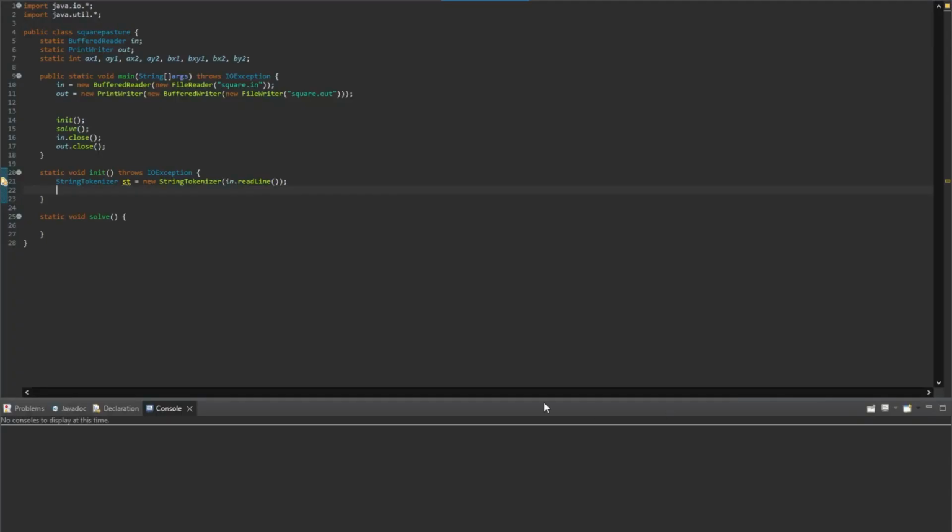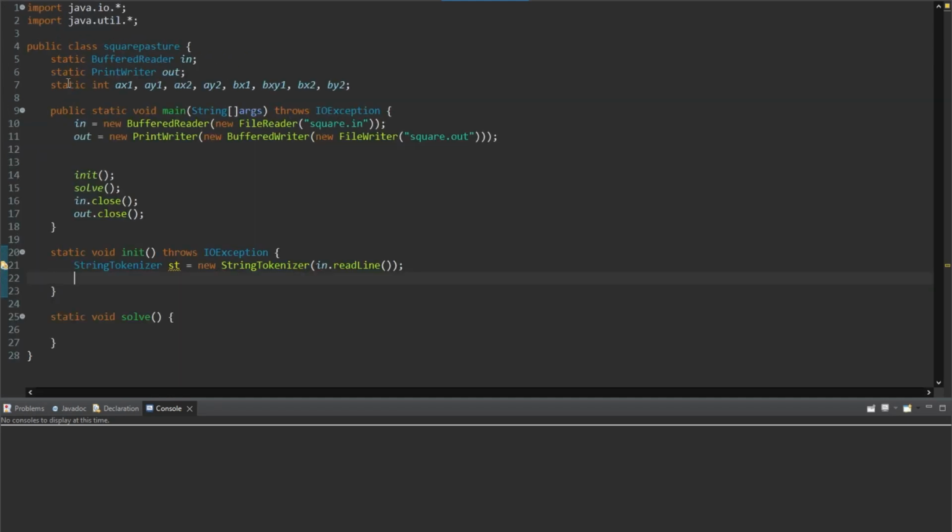Okay, so as you guys can see, I have some static variables already set up. All these 8 static variables are basically just the coordinates for the squares or the rectangle pastures that we have initially. So this is going to be the first x and y coordinate for the lower left corner of the first pasture. This is the top right of the first pasture, lower left of second pasture, and upper right of second pasture.